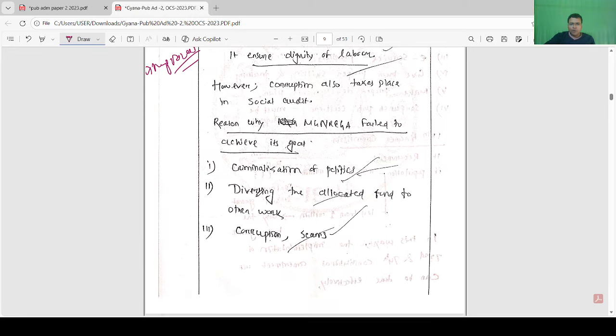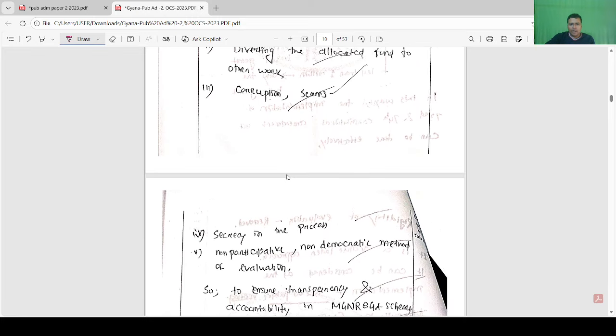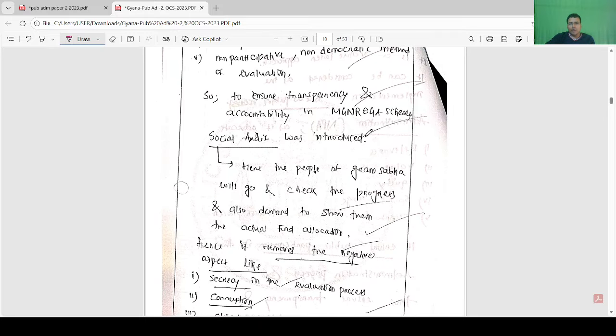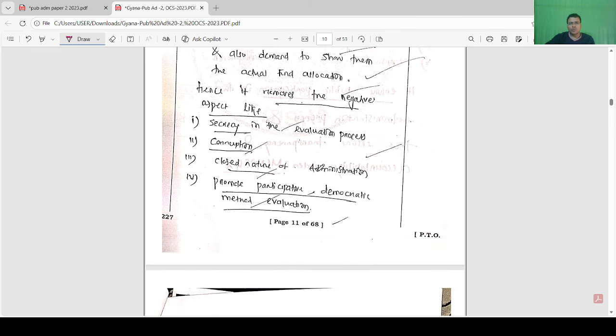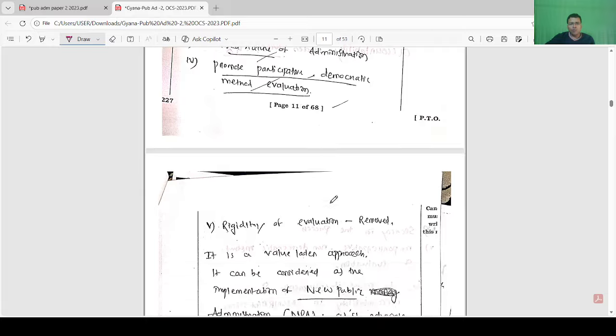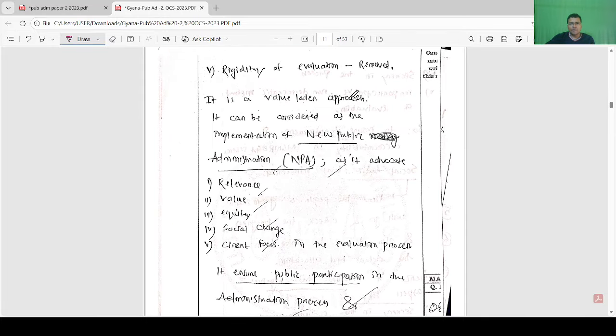MNREGA failed to achieve its goal. He writes about problems in MNREGA. After that, social audit: the people of Gram Sabha will go and check progress, and also demand to be shown actual fund allocation. Negative aspects: secrecy, corruption, closed nature, rigidity; participation is provided. Evaluation is removed. It is a value-laden approach.